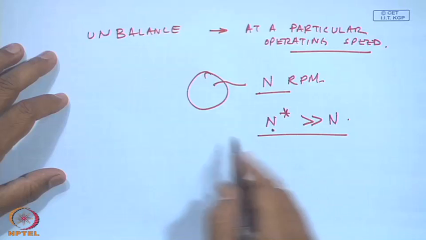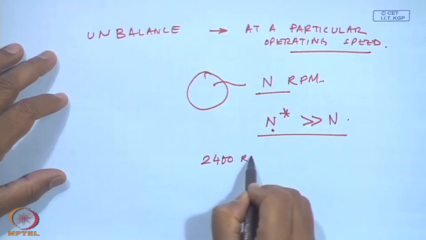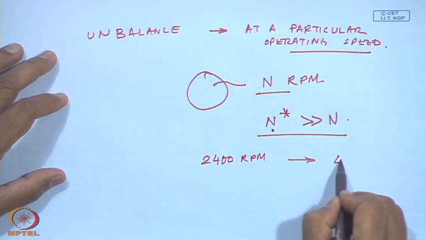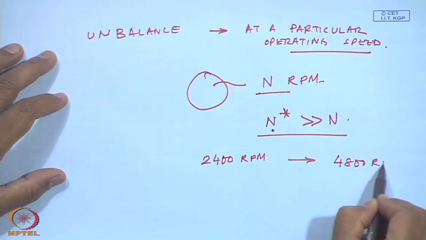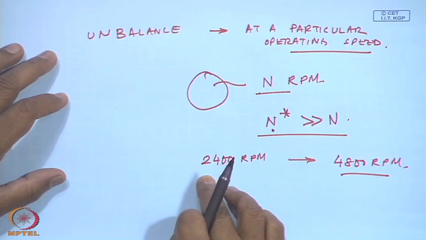Okay. Otherwise, suppose I balance it at 2400 RPM and then try to operate it at 4800 RPM, I am magnifying the amount of residual unbalance which is there.